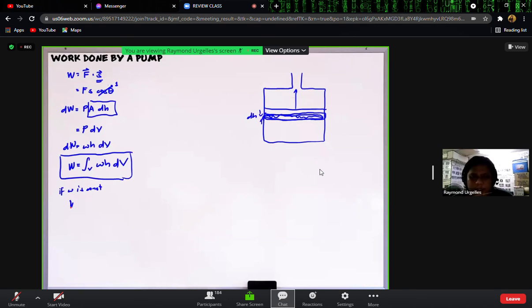Right? So if omega is constant, then we can take it out of the equation. So this will be omega times the integral of H dV. Then this will be given by omega times H bar times the volume V. So this is our direct formula.